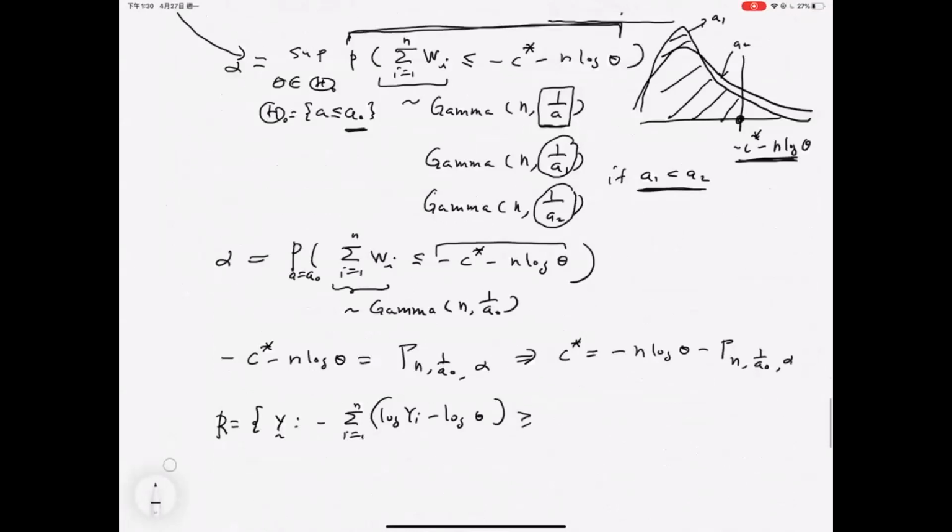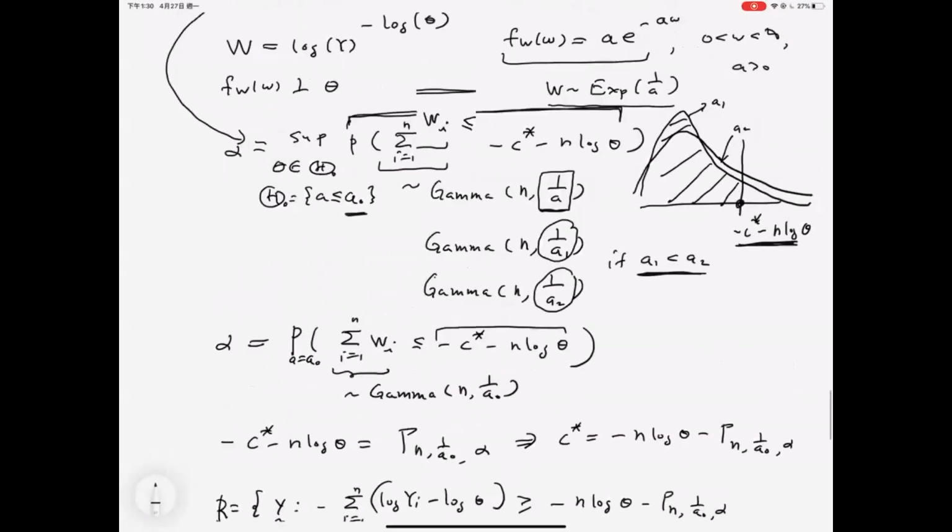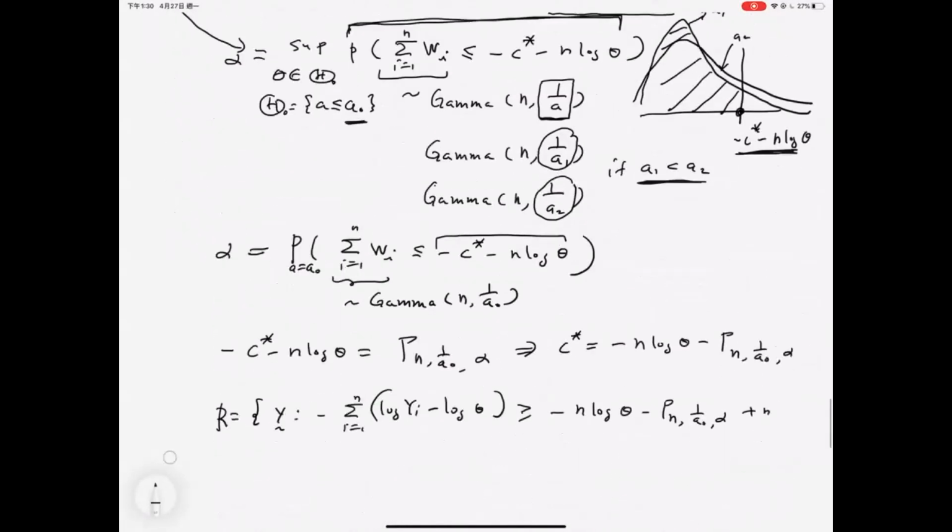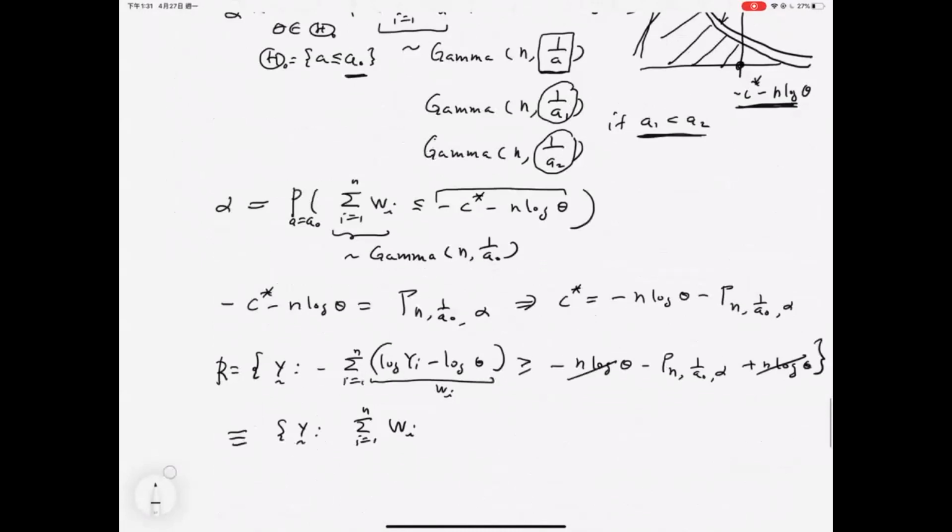Then bigger than or equal to C star, that is minus N log theta minus the gamma quantile alpha, plus N log N theta right here. That's the critical region. Or you can say equivalently, you can write it with Wi as well. The summation of Wi becomes smaller than the chi square with 1 over A0 and alpha. Got it. Then this is the answer to question B.